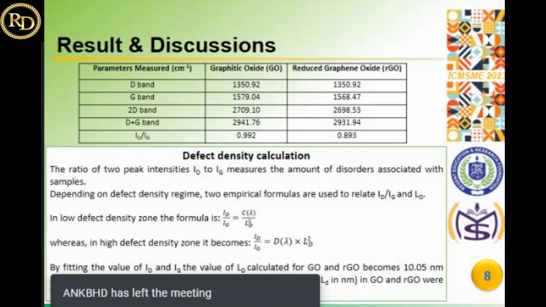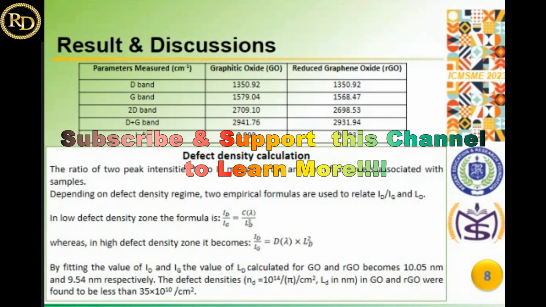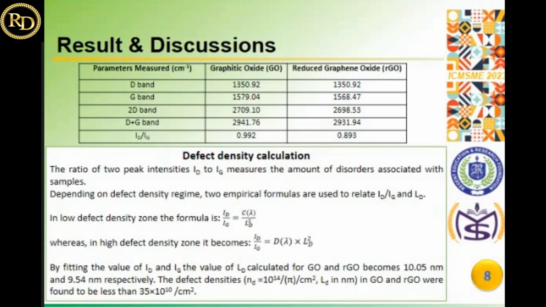In the table, we can see the peak positions given, which correspond to the associated bands. In this case, the ratio of ID and IG is around 0.992 for graphene oxide and around 0.89 for reduced graphene oxide. If we fit these values, we can calculate LD, which was found to be around 10.05 nanometer and 9.54 nanometer for GO and RGO respectively. Therefore, the samples prepared fit well in the nanocrystalline zone with very low defect densities.